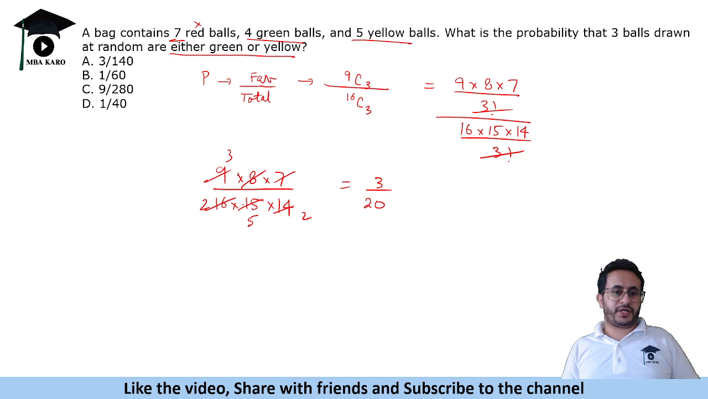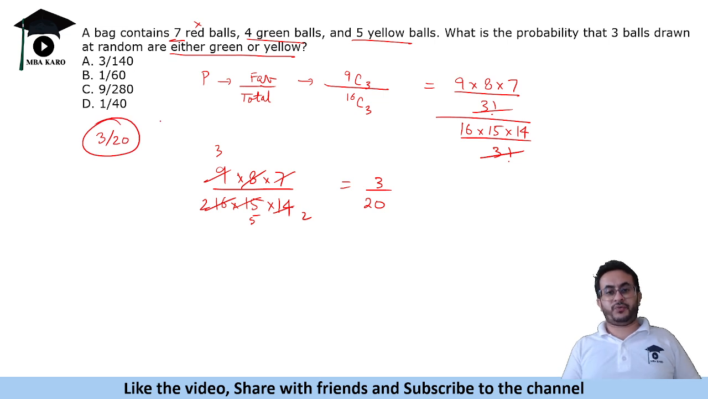So these are 2 times, and this is twice, and this is 3 by 5. So the answer should be 3 by 20, which is not present in the options. Please check if it is 3 by 20 only, right? So we have to pick 3 out of 9, and the total balls are 16. So the total ways of selection is 16C3.